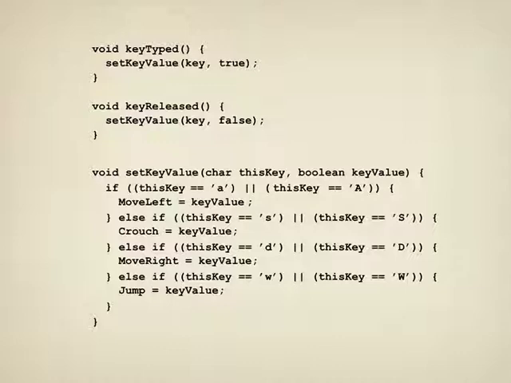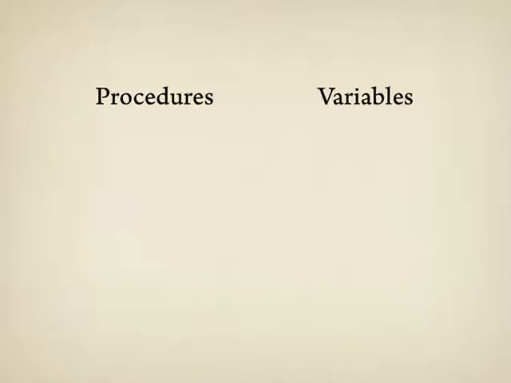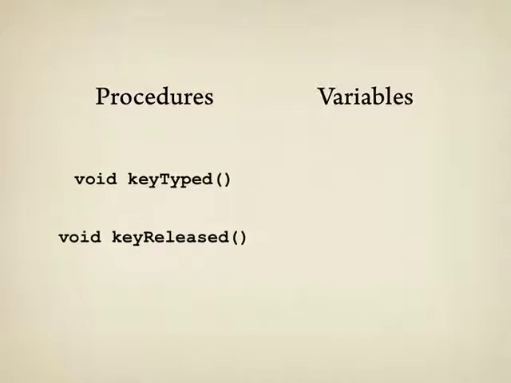So let's summarize what we've seen. To talk to the keyboard, processing gives us two procedures and a variable. The procedures key typed and key released are called anytime a key is pressed down or the key comes back up. The global variable key is a character that holds the key that was just pressed or released. Although there are a few little subtleties that are covered in supplementary videos, this is 99% of what you'll ever need to know to use the keyboard.